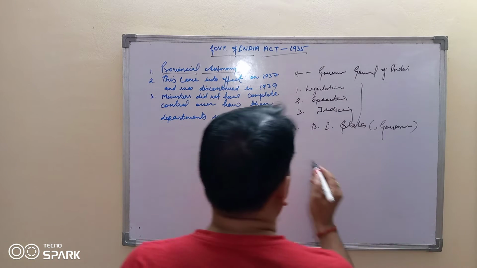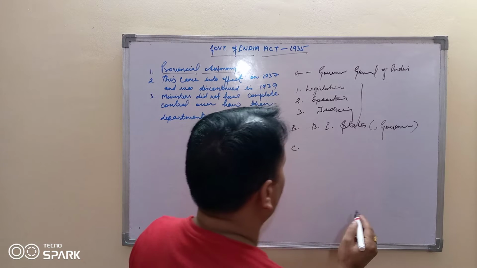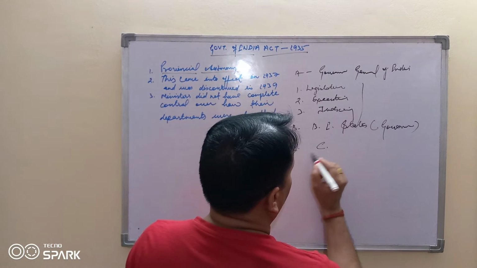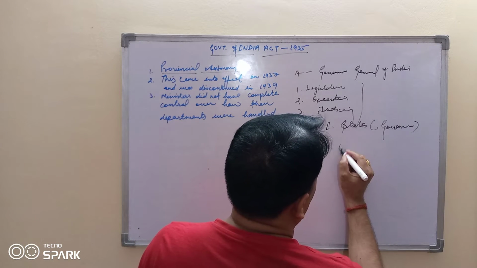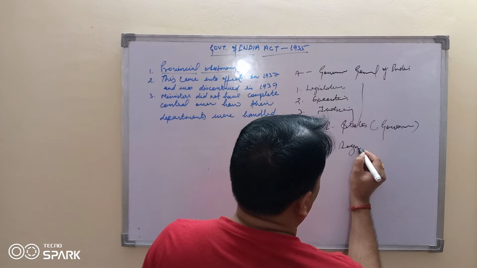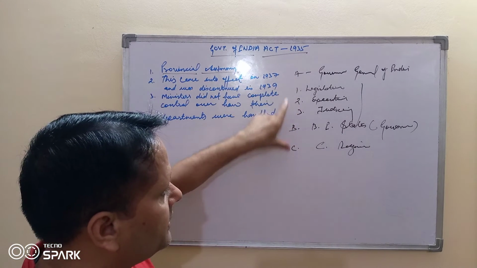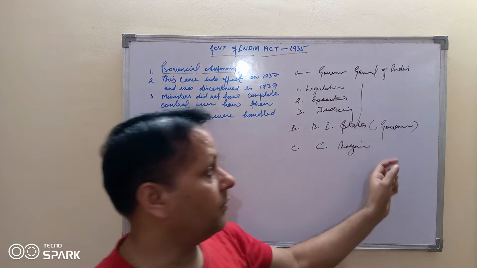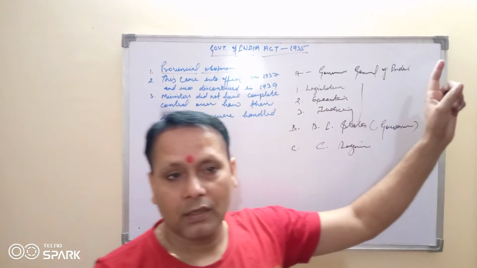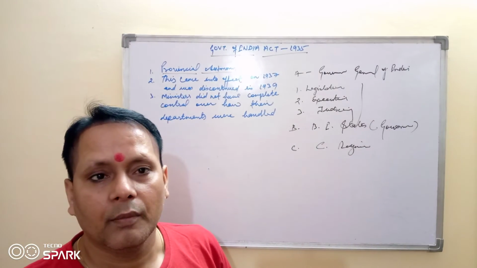And next one is Commissioner's region. Commissioner's region. There were three types of state at that time which were governed by the British Parliament.